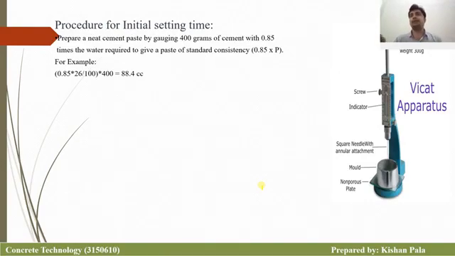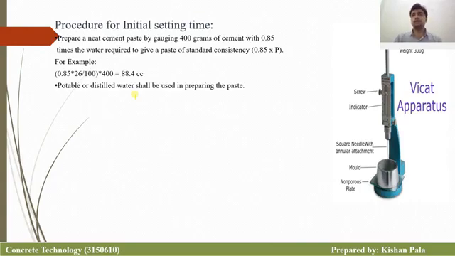Clear? For example, I have a cement whose consistency is 26%. It means 0.26. So how can we calculate the water mass for this performance? This is the equation for the initial and the final setting time: 0.85 times the consistency of the cement, 26, divided by 100, multiplied by 400. What is 400? The cement mass of the mold. Clear? So I got 88.4 cc.